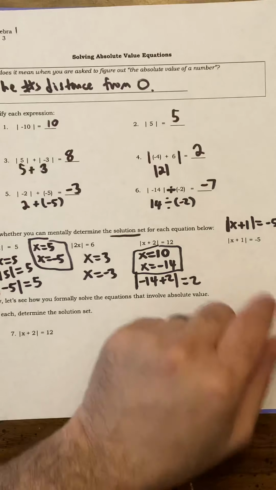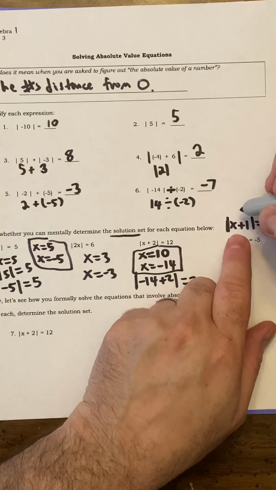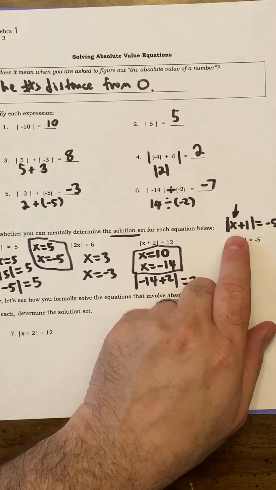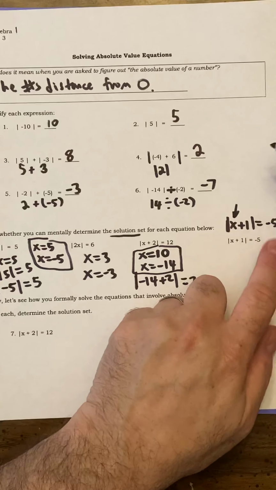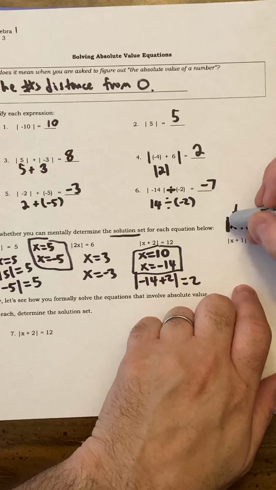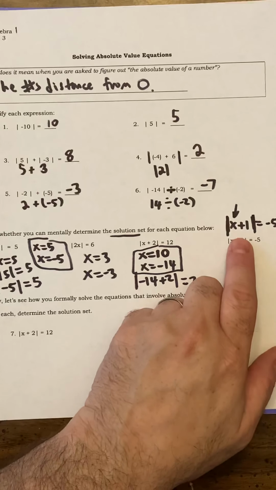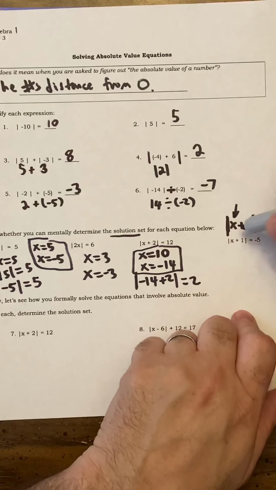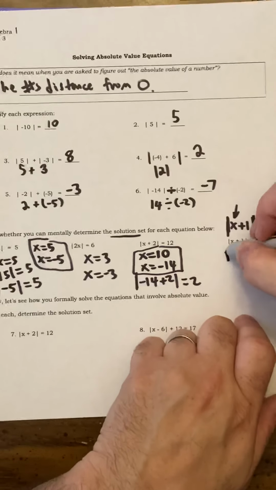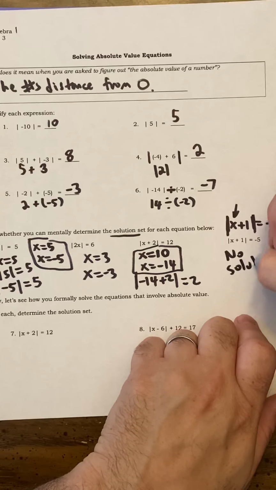You're not going to find an answer to that, because no matter what value you put in for x here, once you add it to 1 and take the absolute value of it, it's going to make it a positive answer, which means this could never be negative, because everything on this side is in the absolute value sign. This side cannot be negative, so therefore there are no solutions here.